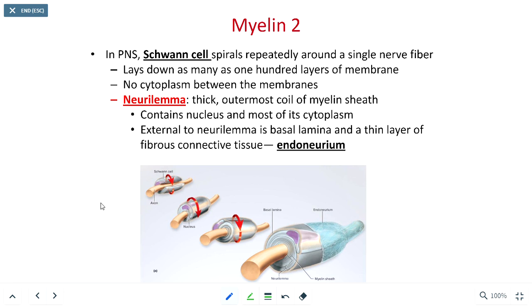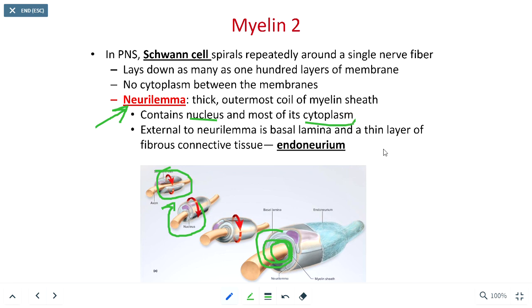As we're looking at the peripheral nervous system, the PNS, Schwann cells start off by sandwiching themselves around the axon or nerve fiber. And then as they're sandwiching themselves around the nerve fiber, they continue to corkscrew around until the Schwann cell has wrapped itself around the nerve fiber many individual times. And then wrapping around that nerve fiber we'll have the outermost layer of the Schwann cell, known as the neurolemma. And this neurolemma is going to contain the nucleus of the Schwann cell and the cytoplasm of the Schwann cell.